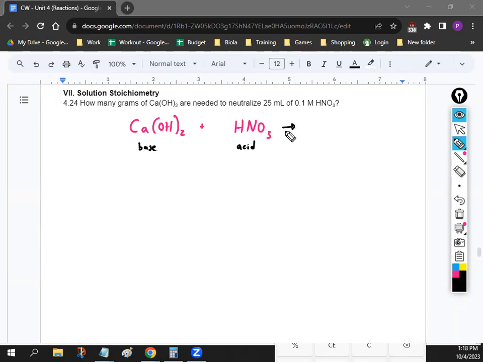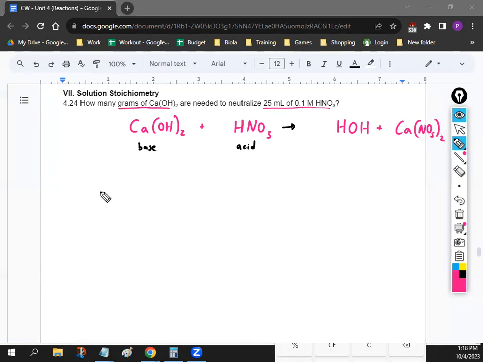When you react an acid and base, what always forms? Salt and water. Your water is going to be H2O or HOH, and your salt is going to be calcium nitrate, Ca(NO3)2. There you go, that is your equation, but it's not balanced yet. So you're going to balance the equation, and then use these numbers to figure out how many grams of Ca(OH)2 you need.